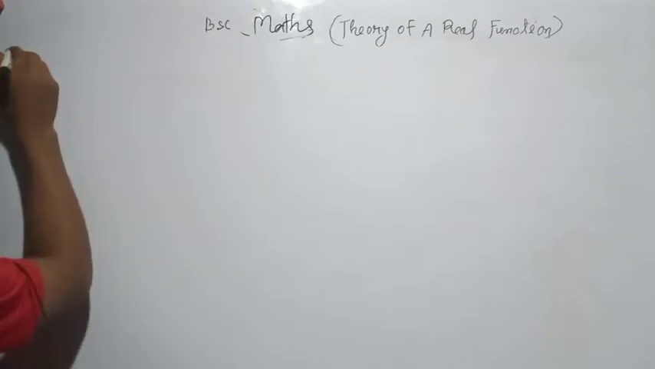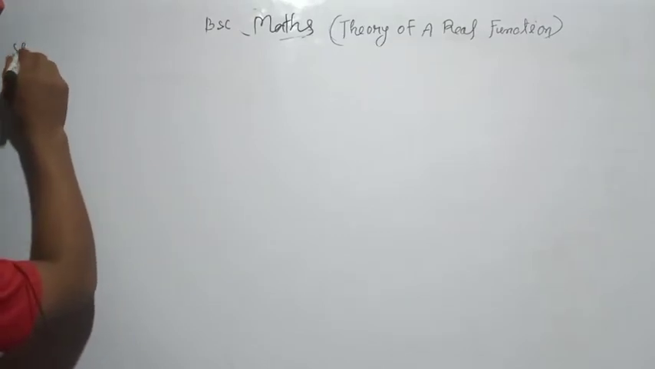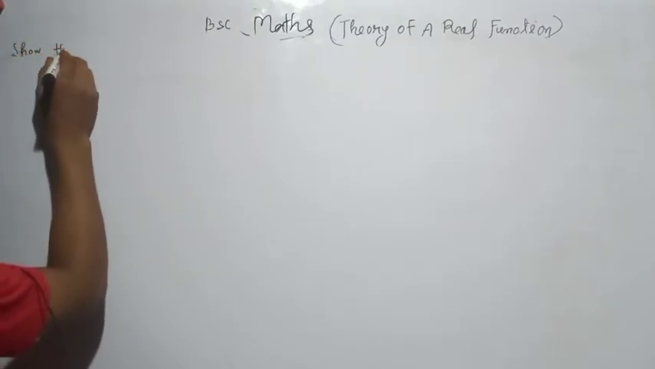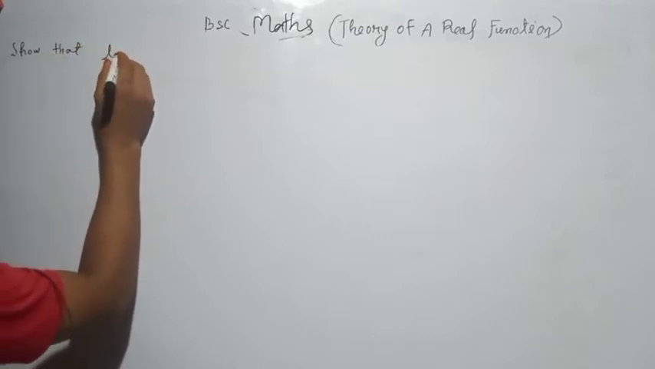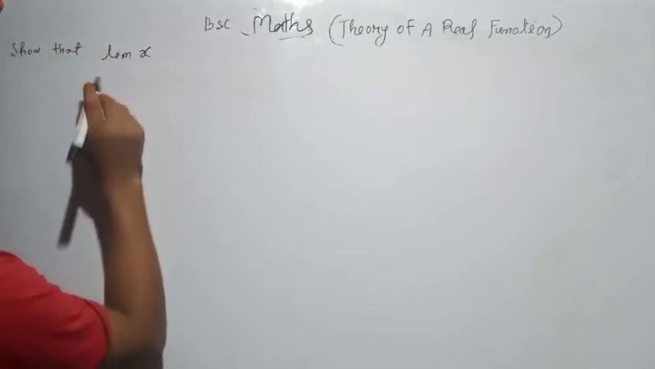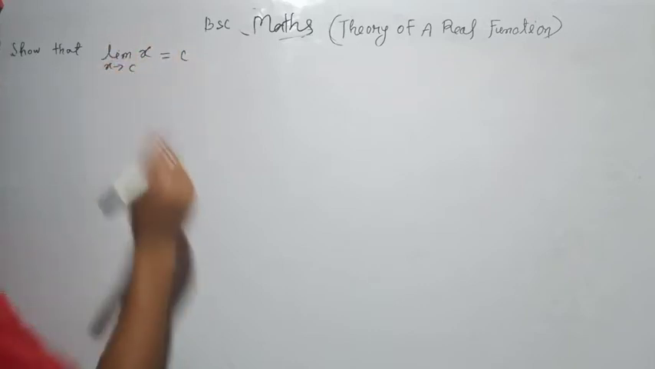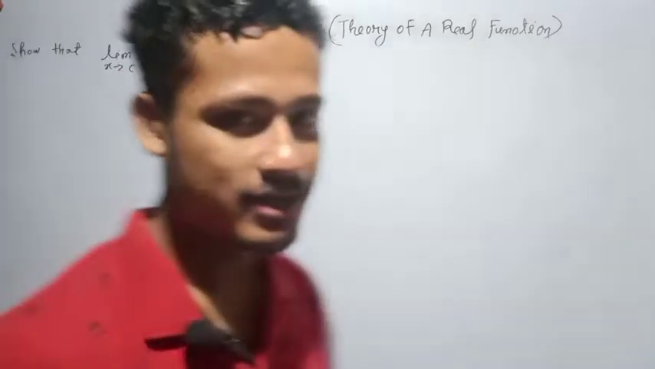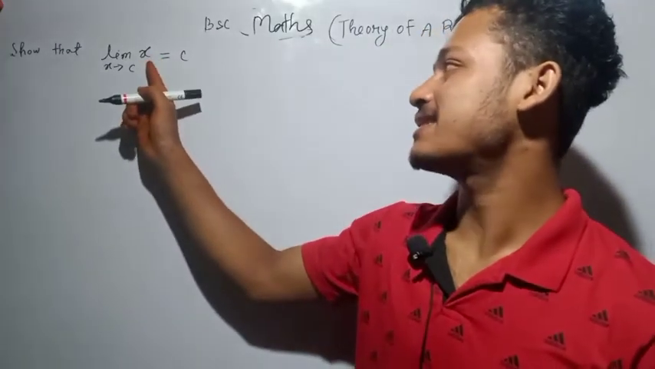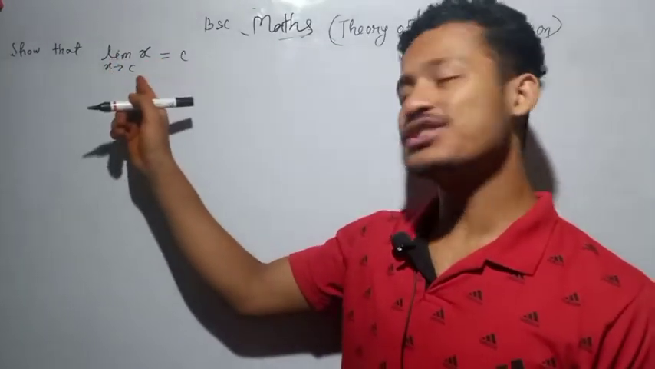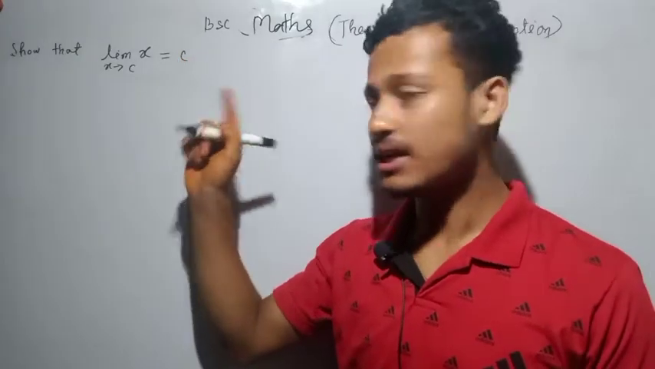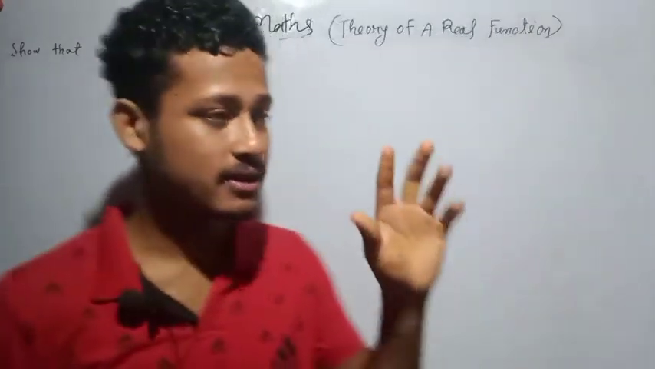Some problems like, you have to show that limit x tends to c of x is equal to c. How can you show that the limit of the function x when x tends to c is equal to c? That means you have to find it, right?